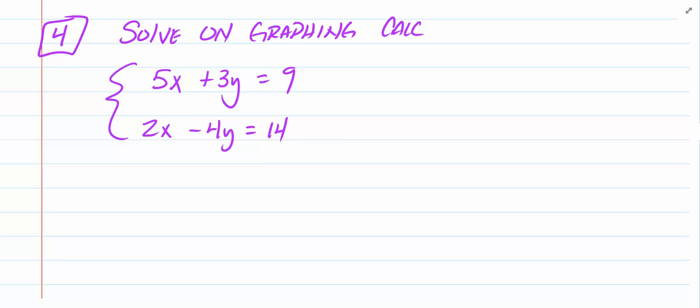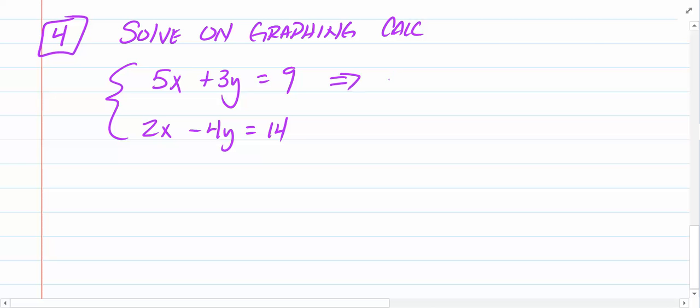Now notice that the 5 and the 2, they're different numbers. They're the same sign. For my coefficient for the y, I have a 3 and a negative 4. So I would have to multiply the top equation by what number, you guys? By 4. And the bottom equation by what number? By 3. So we could take that route. We could definitely do that, right? Okay, but instead what I want to do is solve it on the graphing calculator.